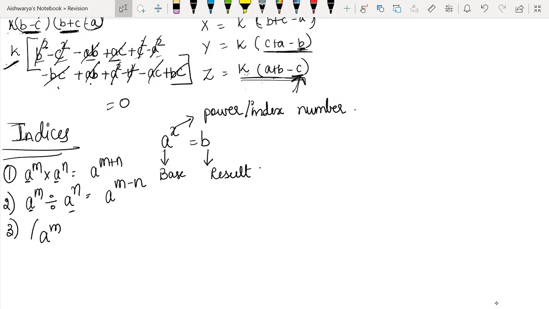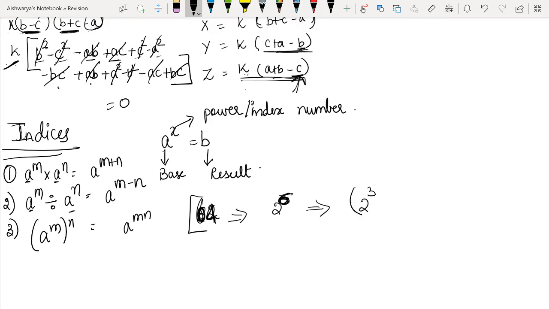This we can also use to split something. Suppose you have something like 64. 64 is 2 power 6, right? 2 power 6 can be further written as 2 power 3 the whole square. So 3 into 2 is 6. So you can write a power mn in this format. I've just done the other way around here. Are we clear?